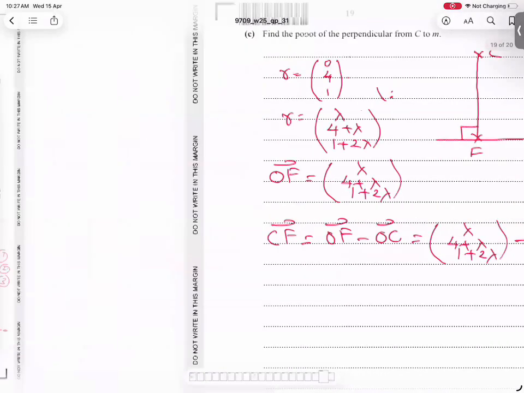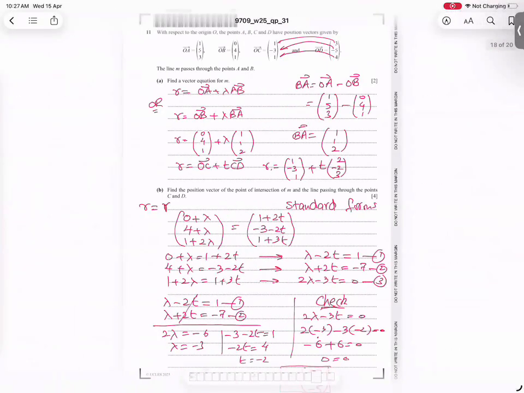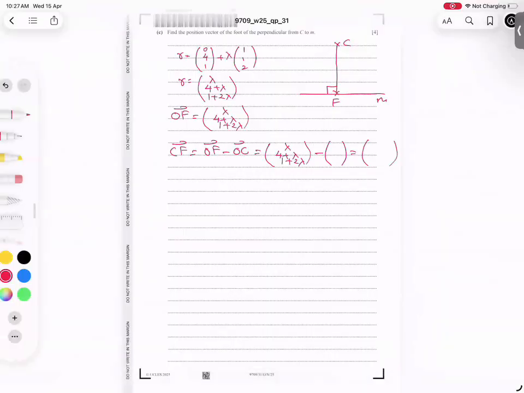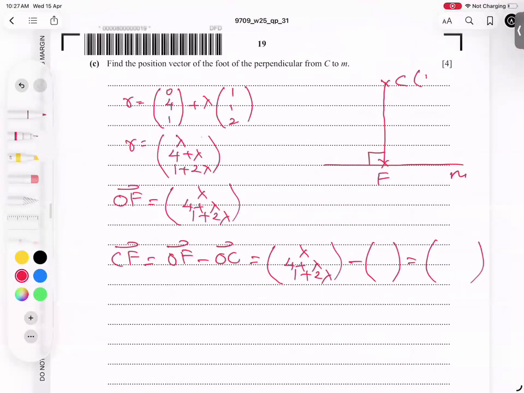What is the C coordinate? Go back. C coordinate is 1, minus 3, 1. So 1 minus 3 and 1. So, okay, I'm getting lambda minus 1. I'm getting 7 plus lambda, or lambda plus 7, same thing. And I'm getting here 2 lambda. This is 2 lambda only.